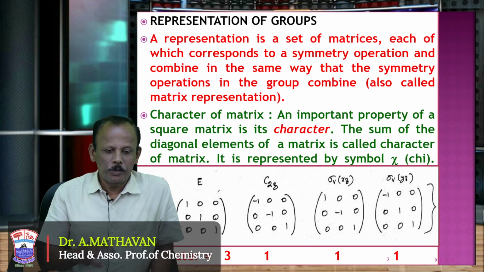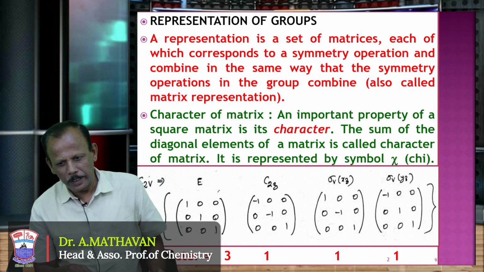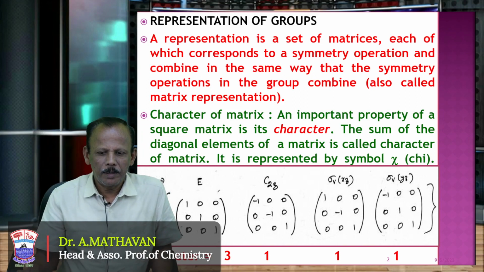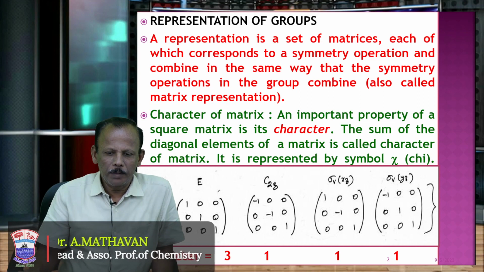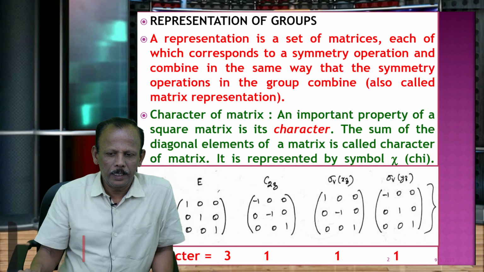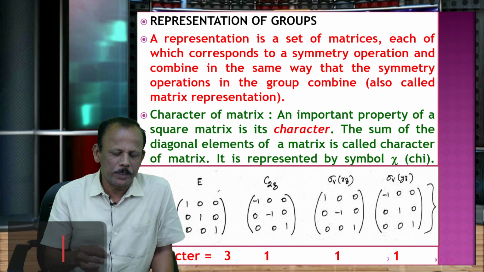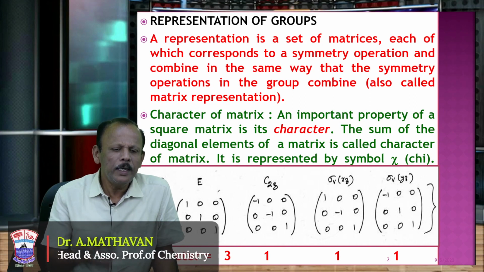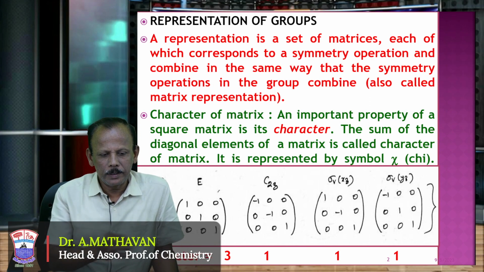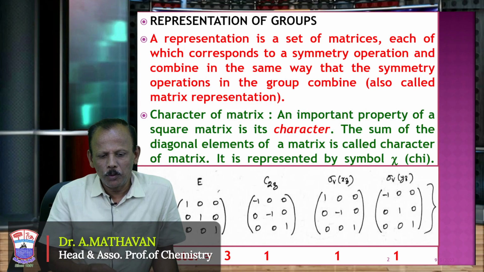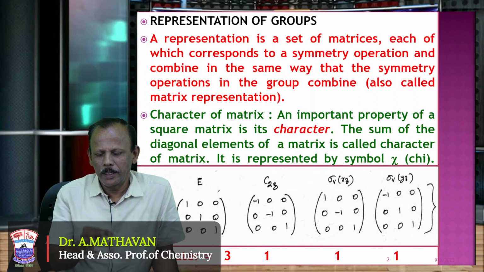Take the C2V point group. The water molecule belongs to the C2V point group, which has four symmetry elements: E, the identity element, the proper axis of rotation C2, and sigma v, a plane of symmetry along the coordinates x, z, and sigma v prime along the coordinates y, z. These are the four symmetry elements present in the water molecule. The C2V point group symmetry elements are represented by matrices.